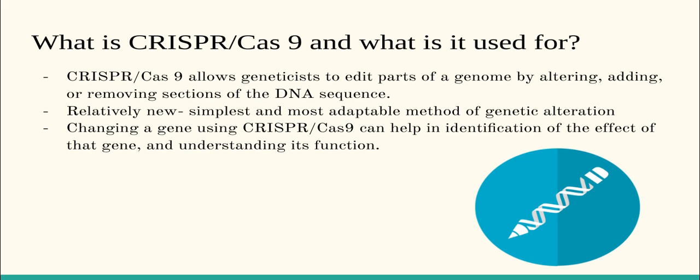CRISPR-Cas9 can be used to treat diseases, as will be covered later in the presentation. However, another useful application of this system is that it can be used to help identify the functions of certain genes. By changing or removing a gene with this system, researchers can then observe the effects and identify which functions are carried out by the specific gene based on their observations.